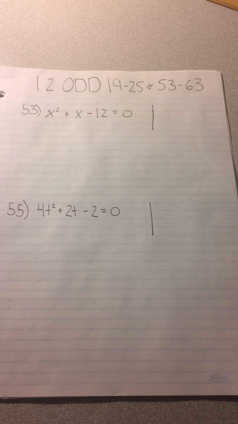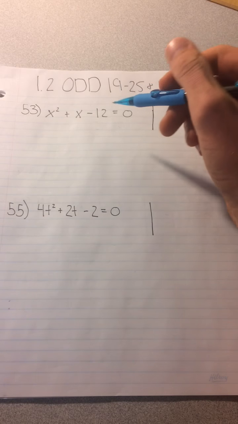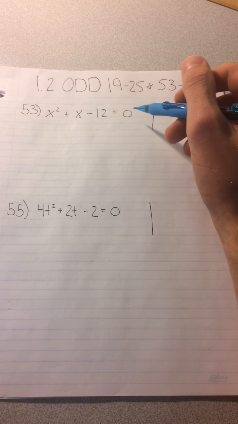This is chapter 1.2, questions 53 to 63 on page 21. For questions 53, 55, and 57, we'll be finding the real roots by factoring. So for the first one, 53, x squared plus x minus 12 equals 0.